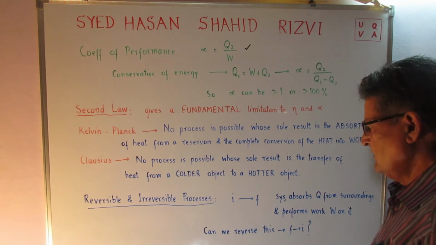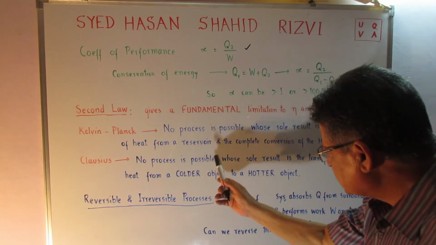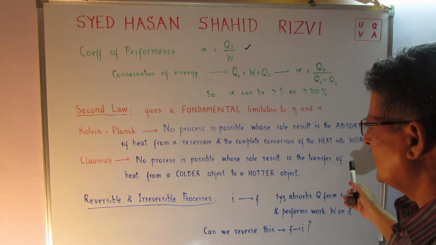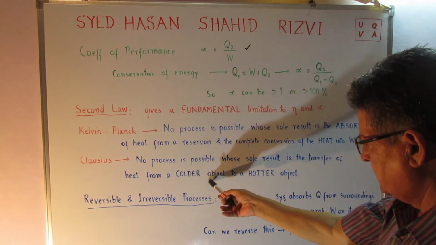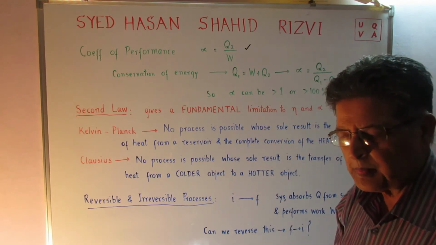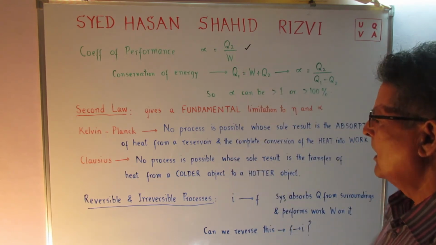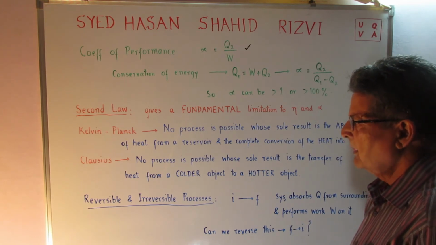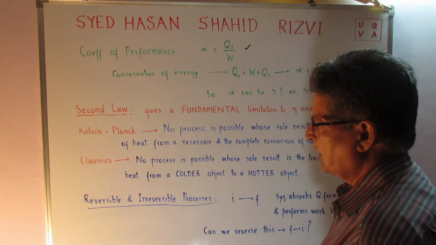Clausius, on the other hand, is giving a similar statement: no process is possible whose sole result is the transfer of heat from a colder object with a lower temperature to a hotter object with a higher temperature. In fact, both these statements are one and the same thing, and they supply what is known as the second law of thermodynamics.